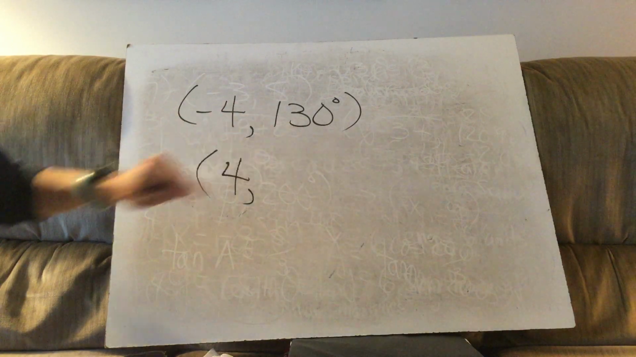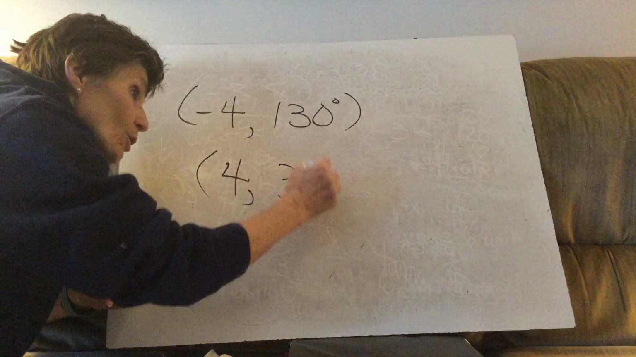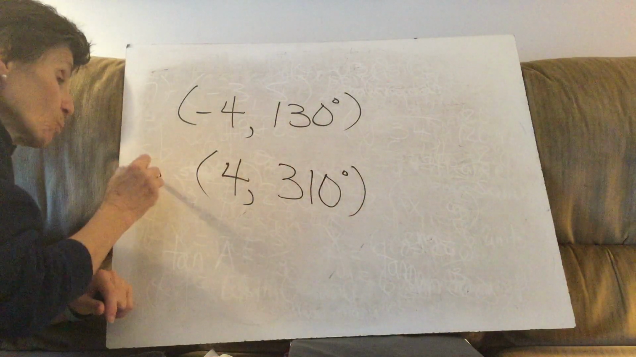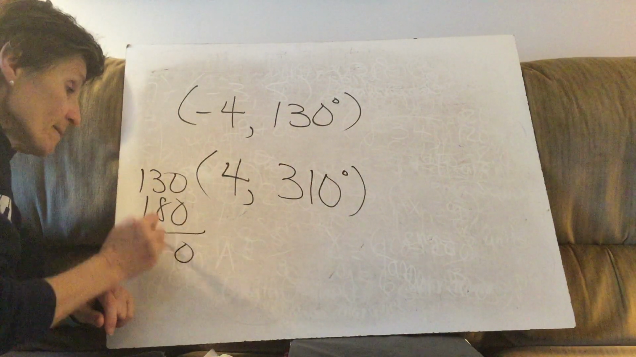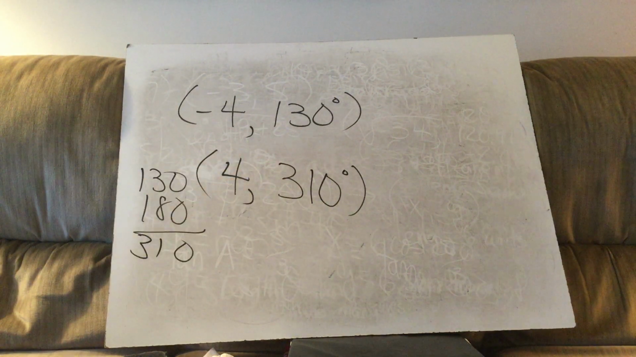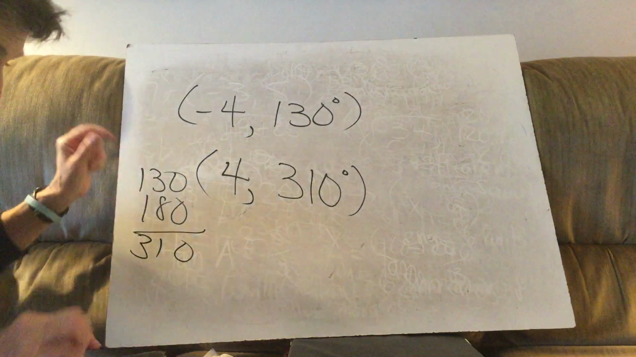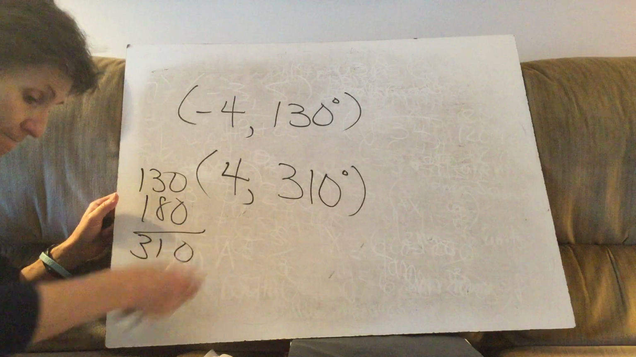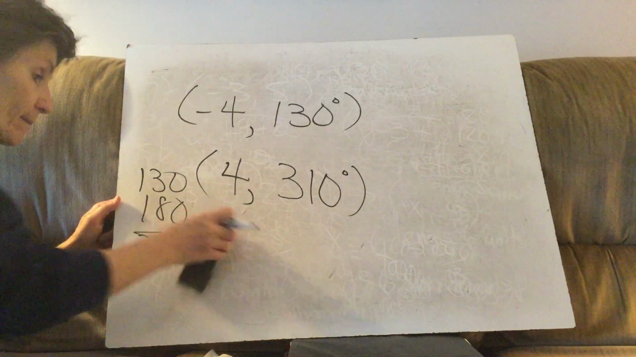So instead of going 130, we'll go 310, because 130 plus 180 is 310 degrees. So that's where it gets plotted. When we change the sign on our r, when we make r positive, the angle goes the other direction, 180 degrees. That's the opposite direction. So that's where it would be plotted. Okay.